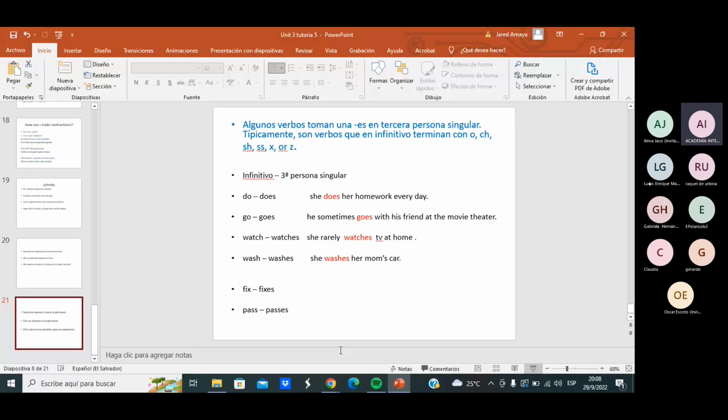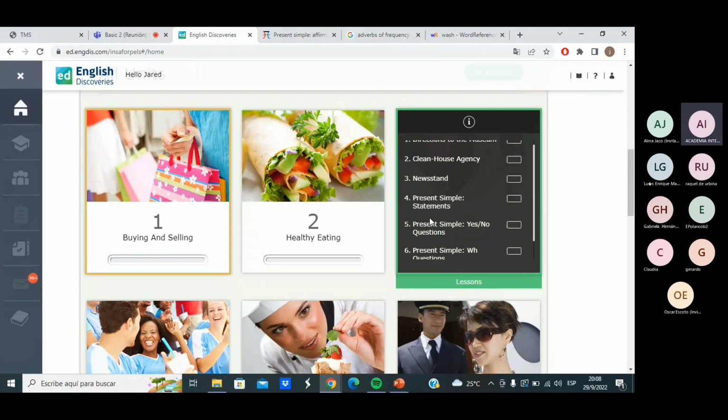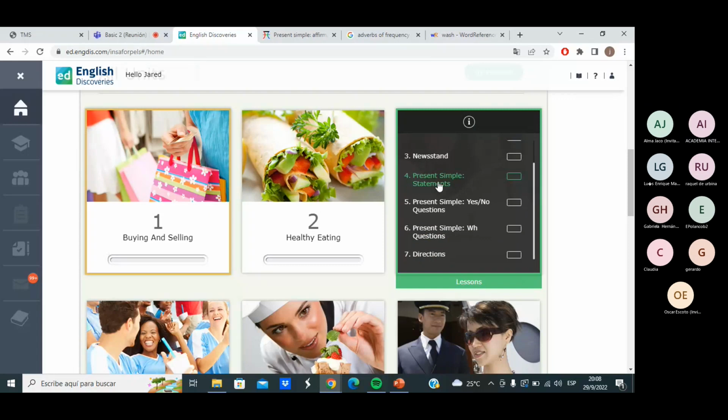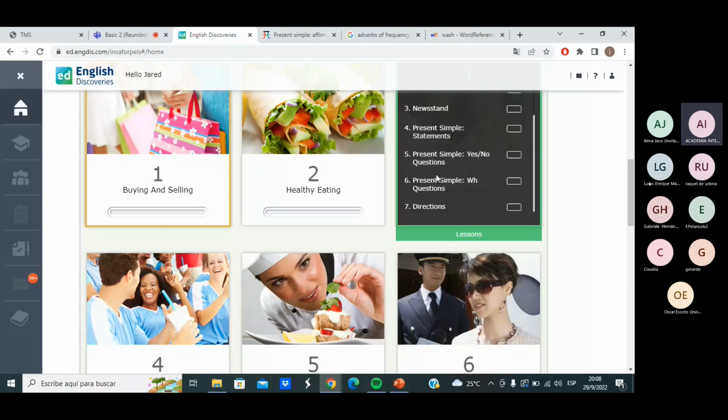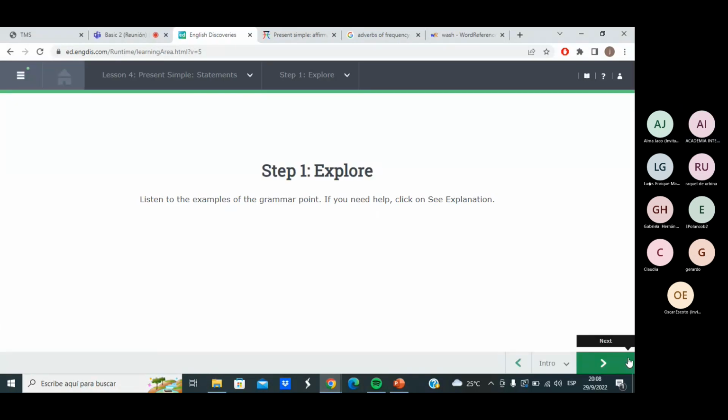Ahora veamos más o menos los ejercicios que salen aquí en la plataforma. Simple present, statements, yes, no question, también vimos, no. Estas son preguntas. Pero preguntas no vimos, solo afirmaciones y negaciones. Bien.